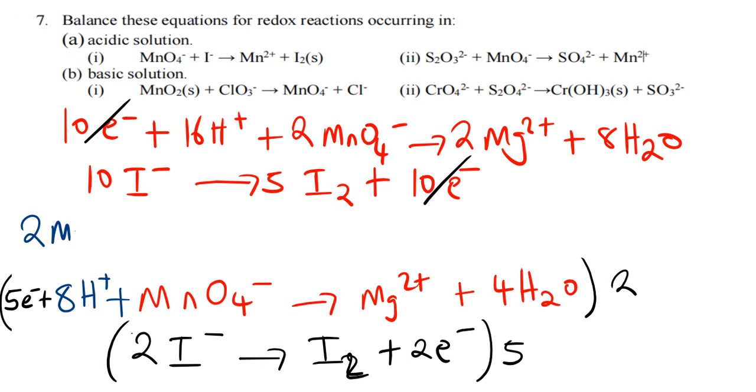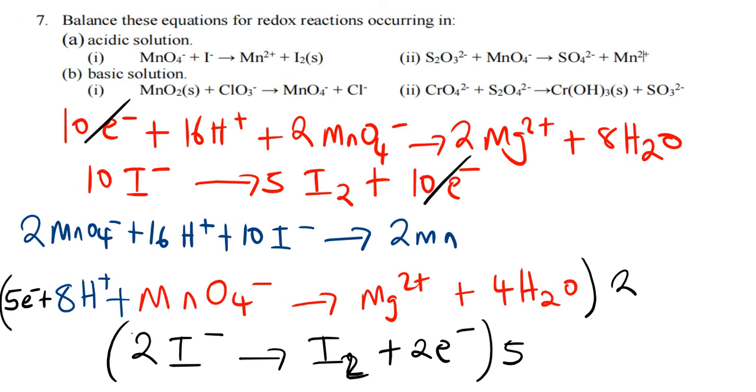Minus plus 16 H plus, then plus 10 iodine minus. This is going to give us what has remained. We've got 2 manganese. Actually, this is manganese, not magnesium. 2 manganese, that's 2 plus, 5 I2, plus 8 water molecules.